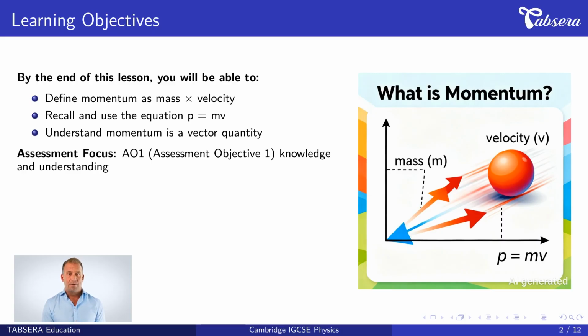Let's examine our learning objectives for today. By the end of this lesson, you'll be able to, first, define momentum as mass multiplied by velocity. This definition connects two fundamental quantities in physics.